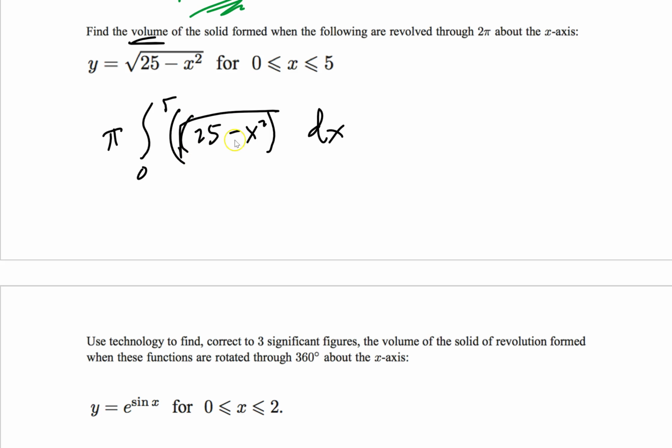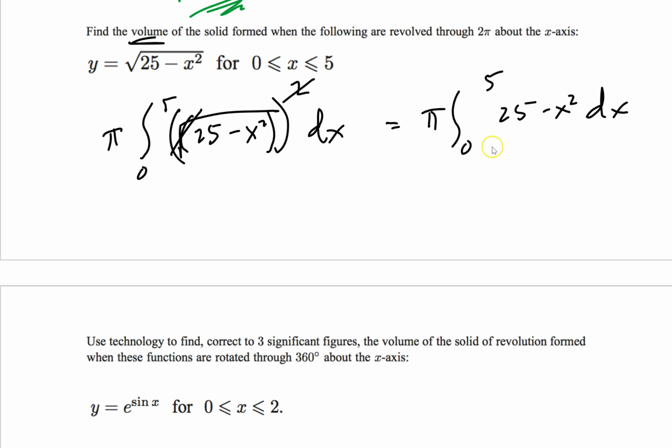Remember, the formula is the thing squared. So even if this looks ugly, I'm squaring it, right? It's pi, the thing squared. That squared and the square root cancel out, and I just get pi integral from 0 to 5 of 25 minus x squared dx. Keep in mind, I still haven't integrated yet. I just did some basic algebra. So now I'm going to integrate it.